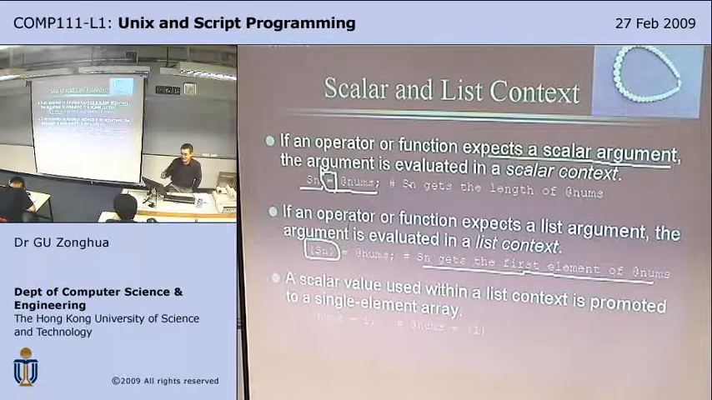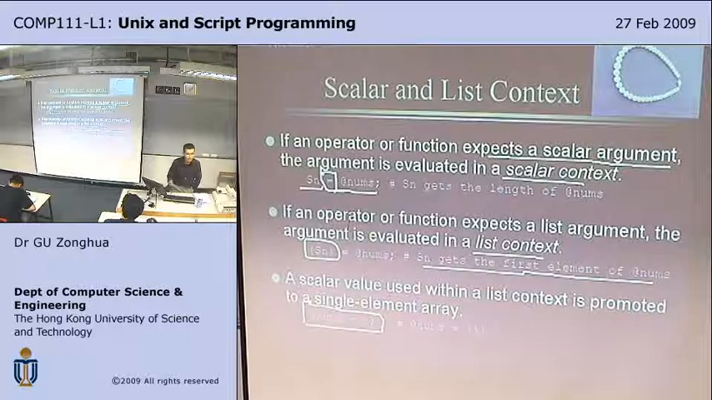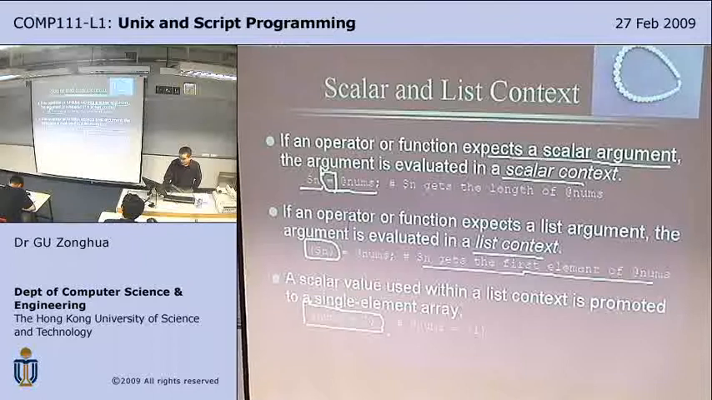Then depending on how it's used, what's on the left of the assignment, you evaluate it in either a scalar context or a list context. A scalar value used within the list context is promoted to a single element array. So this says assign a scalar value 1 to an array variable @nums. Then @nums becomes a single element array (1).